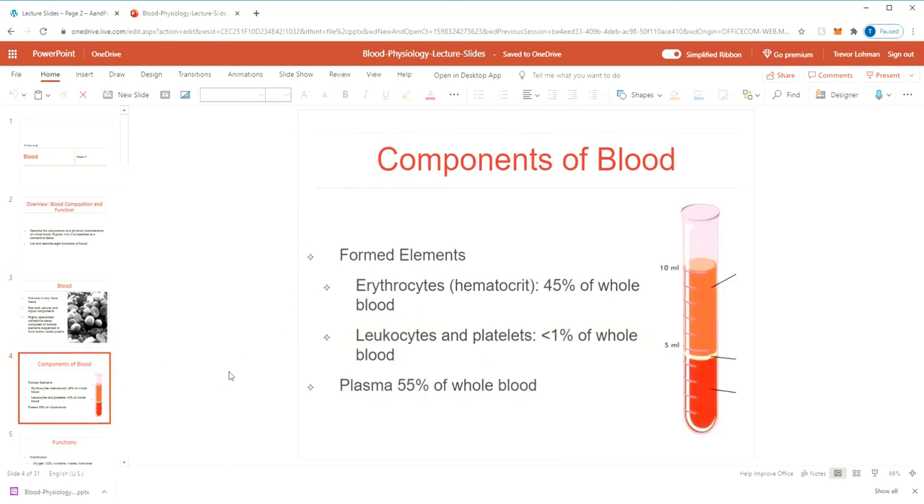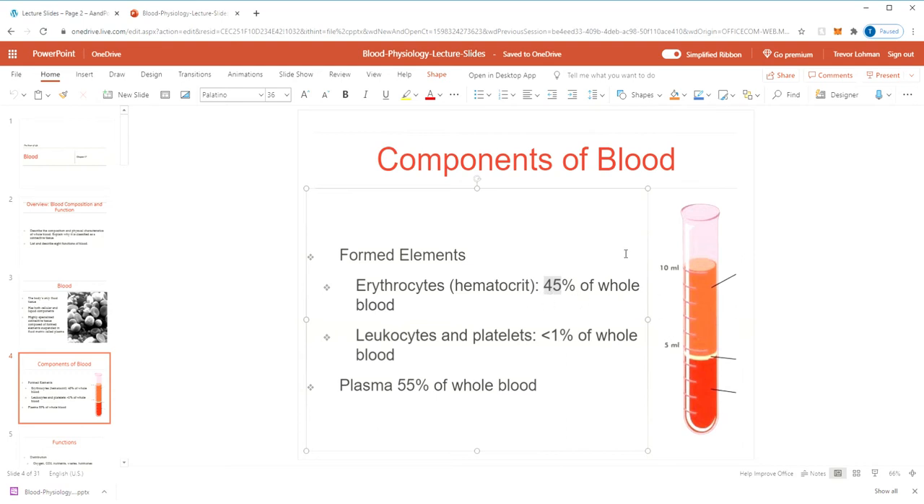So what is blood made up of? 45% of it is erythrocytes. This is the most common formed element found in blood. So you can see there's two parts to blood: formed elements and then plasma, which is what the formed elements are floating around in. Erythrocytes make up most of the formed elements, about 45% in a healthy adult. So not anemic, not polycythemic. That's kind of the standard normal value. And there's a range that's considered healthy. This is kind of the average.